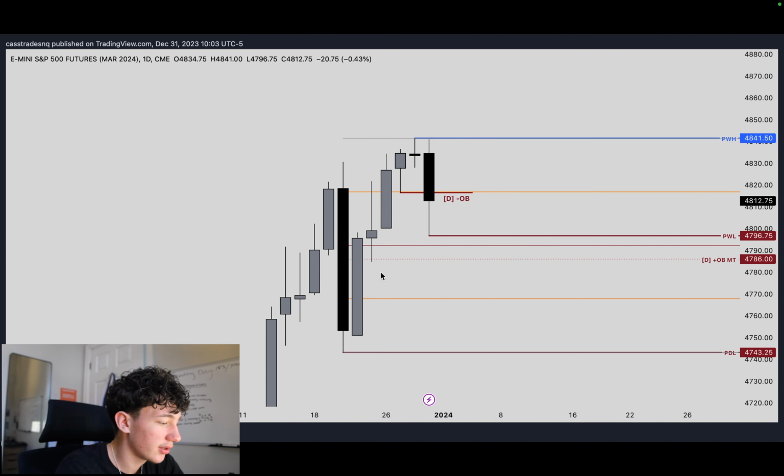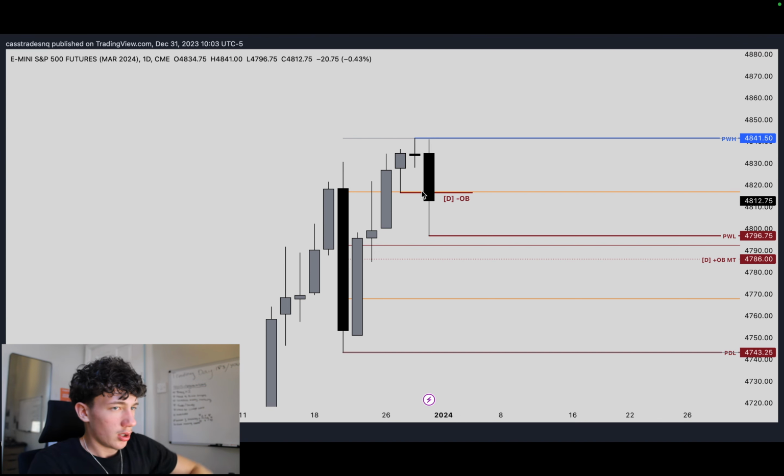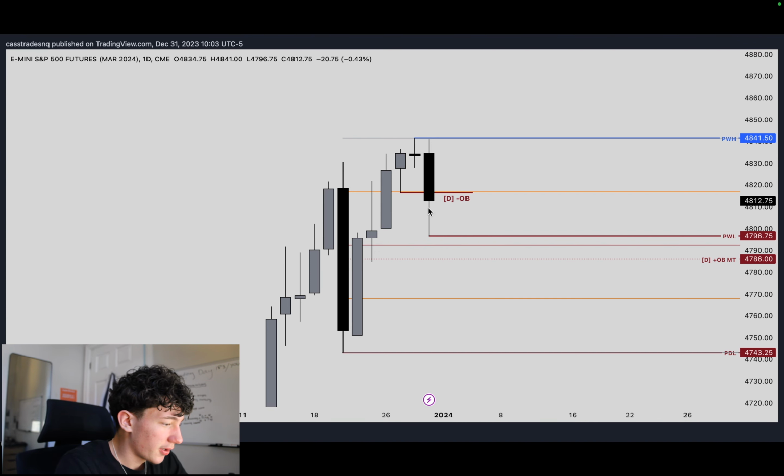So that's the gradient, so that's 25%, 50% and 75% of this daily range, and that will be more relevant when we go into the lower time frames. But from here there's no fair value gap like there was on NQ, but the previous week's high, previous week's low, again made in the last 2 days of the week where the real expansion took place to the downside.